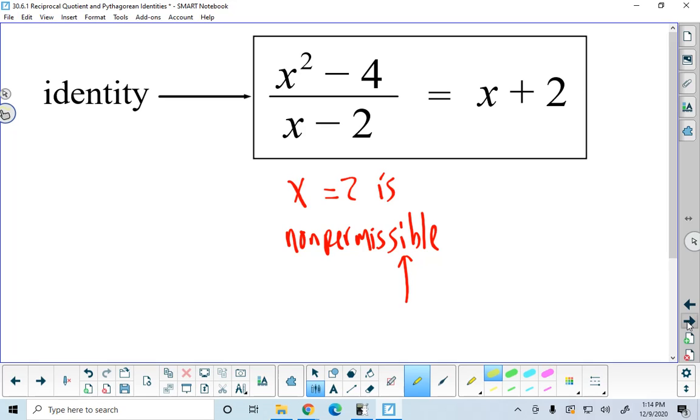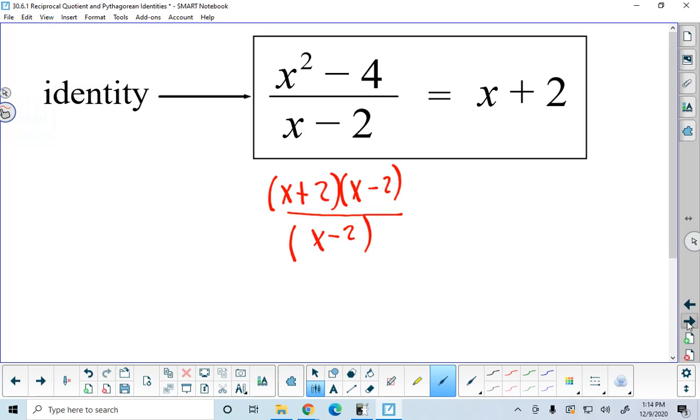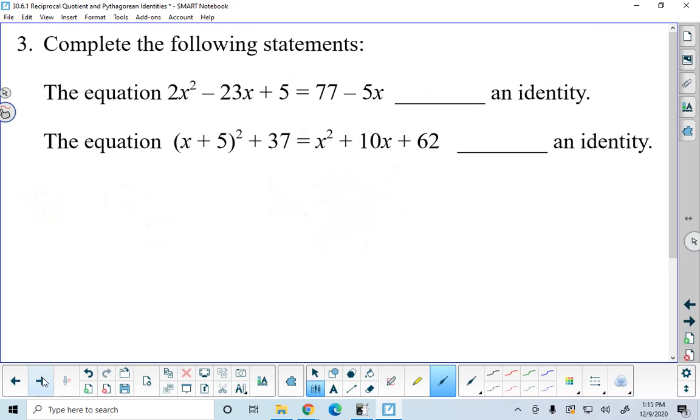Let me give you a hint. Is x squared minus 4 factorable? Well, x squared minus 4 is a difference of squares. So we can cancel the x minus 2's and be left with x plus 2. They're exactly the same thing. It's like me giving you the following and asking you, is that an identity? Well, yeah, of course it's an identity. Okay, so that's what an identity is.